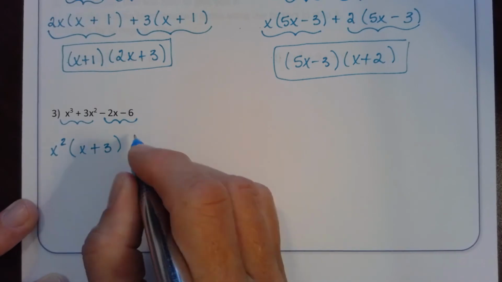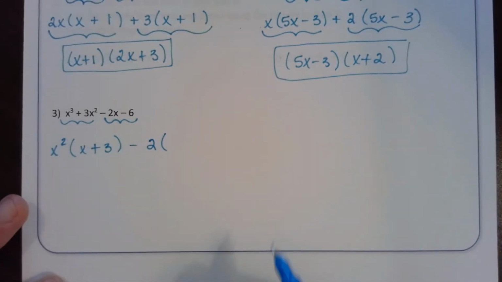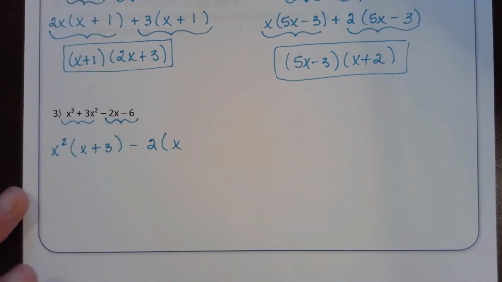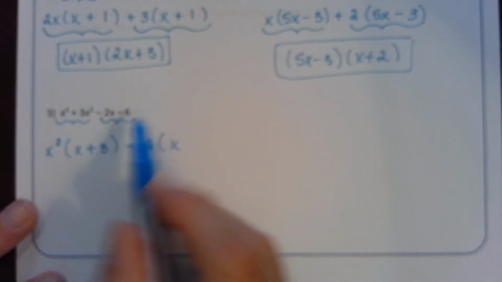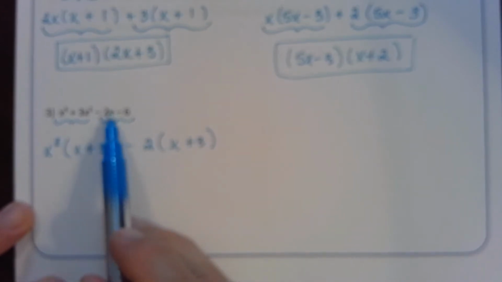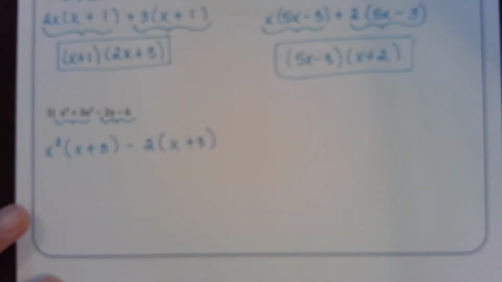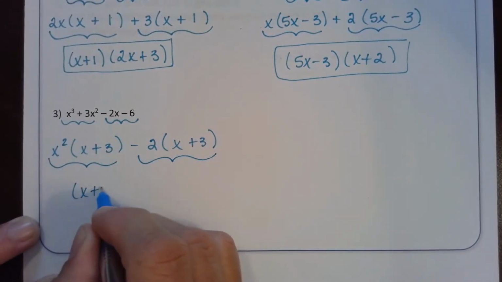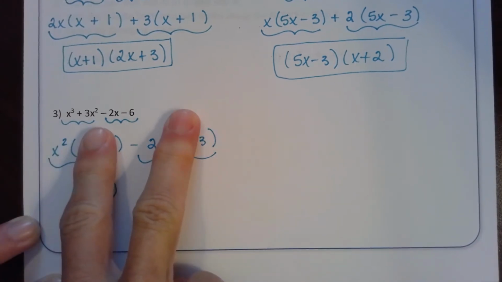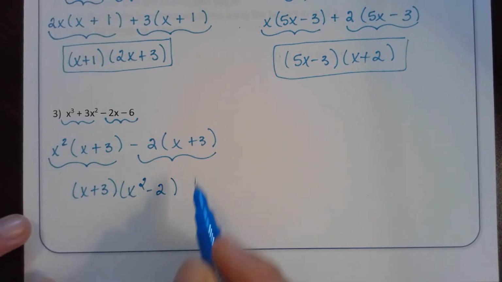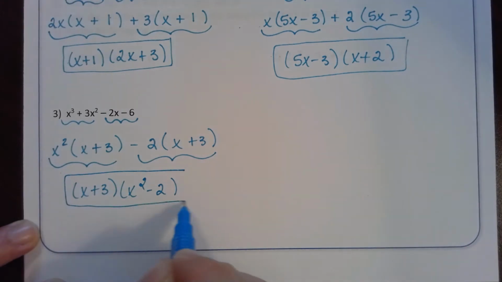And the last 2, we have a negative 2 in common. If you factor a negative 2 out of a negative 2x, you're left with a positive x. If you factor a negative 2 out of a negative 6, you're left with a positive 3. Let's double check. Negative 2 times x is negative 2x. Negative 2 times 3 is negative 6. Now we factor out our common factor, which is x plus 3. If we take out that x plus 3, we're left with x squared minus 2. Now this actually isn't completely factored, but it is as factored as we need it to be at this point.